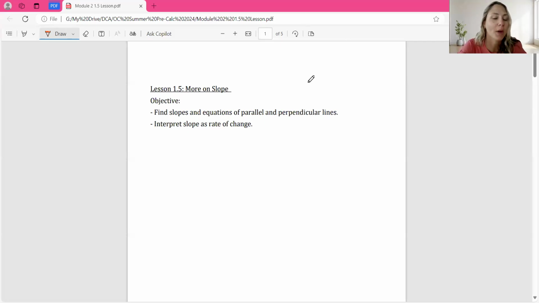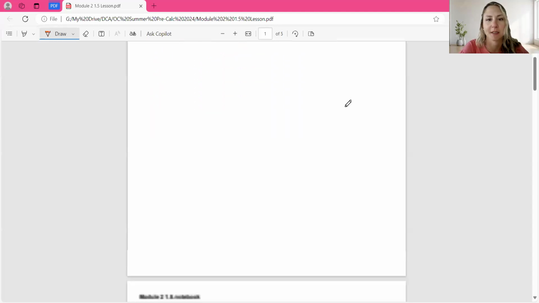So this is the 1.5 lesson, more on slope. There's two main topics we're going to talk about today, as you can see on the screen. We're going to start with finding slopes and equations of parallel and perpendicular lines. And then we're also going to talk about slope as a rate of change, which may be a little bit new, still the same concept about slope, but it might be less familiar than other things we've talked about so far. So two short concepts we're going to talk about in this lesson.